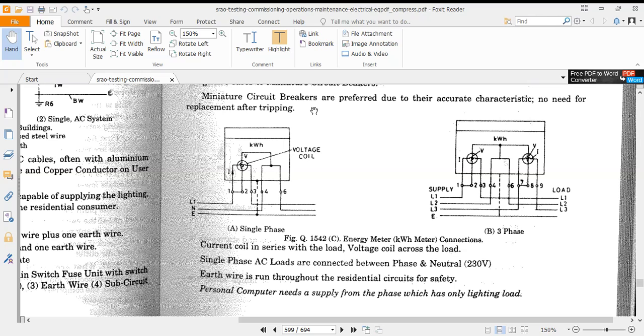So that's why, and they're very accurate. If you set it for 5 amps, it certainly operates if the current flows beyond 5 amps. Because of their accurate characteristics, MCBs have become very popular in domestic installations and in commercial installations.